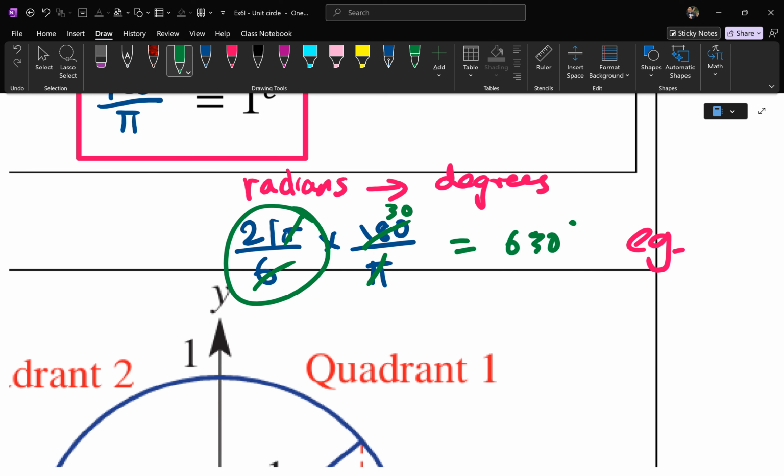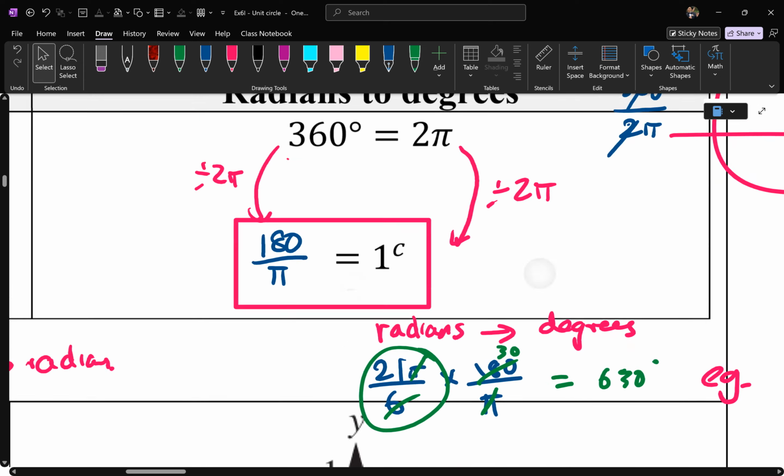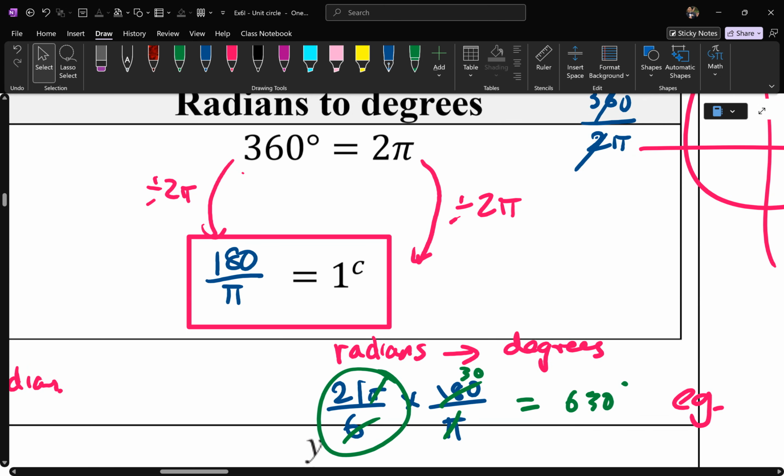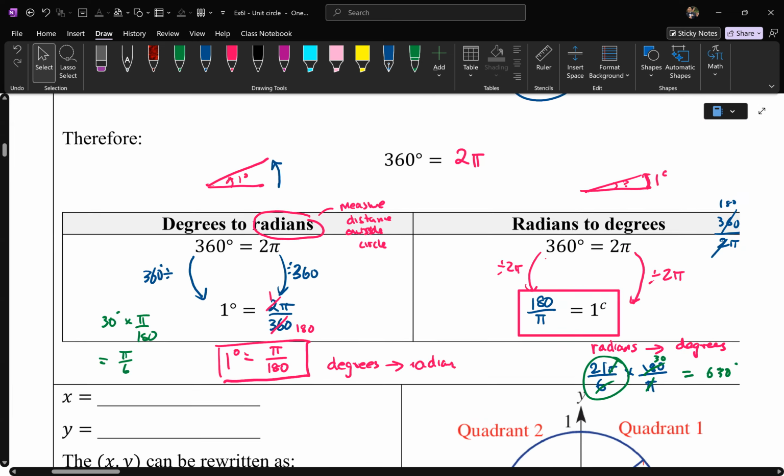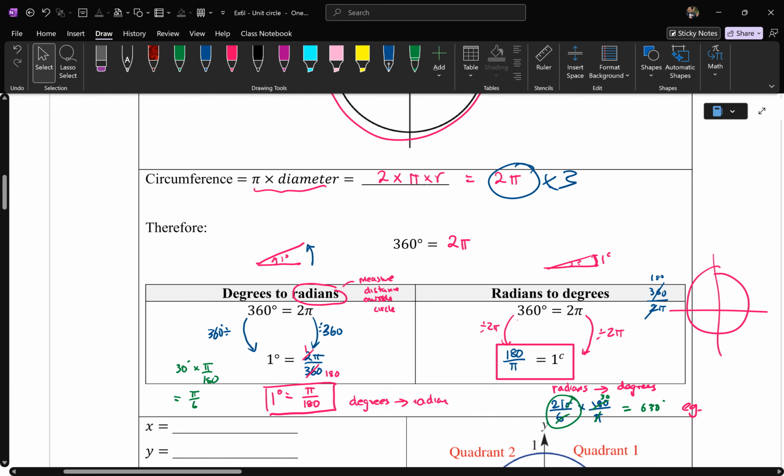Why is the 1 to the power of C? No, C is the symbol for radians. I just know little c is the radians notation. Okay, so the c means radians. So that means 1 radian. All right, is that good? So far so good, the first bit?